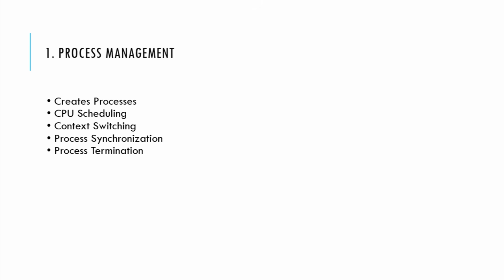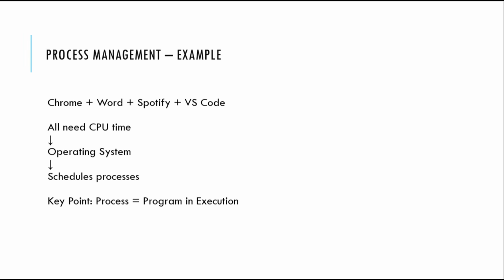Before understanding process management, let's understand what a process is. A process is simply a program that is currently running. For example, when you open Google Chrome, Chrome becomes a process. When you open MS Word, Word becomes another process. When you open VLC Media Player, that also becomes a process. Now imagine opening Chrome, Word, Spotify, and VS Code together.